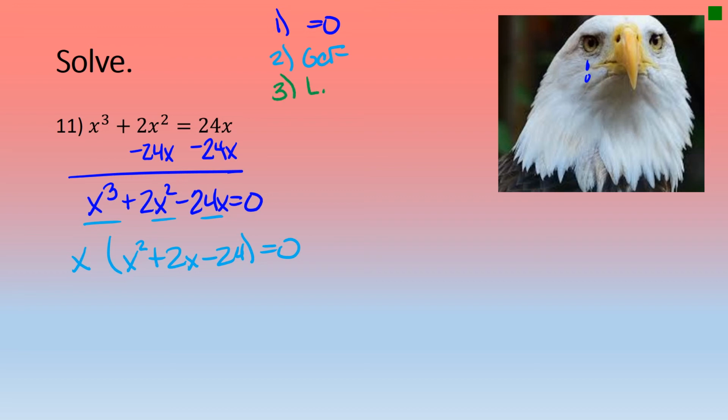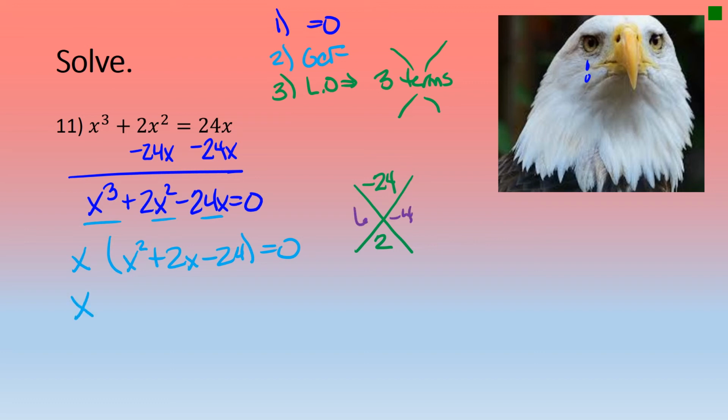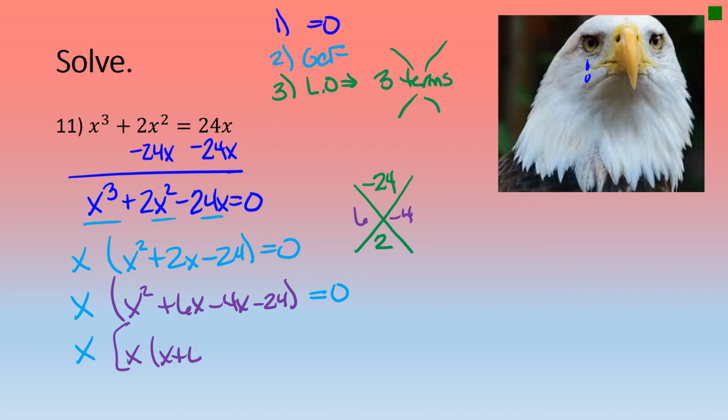Step 3, my leftovers have 3 terms. So now I'm going to go to the big X. Are there factors of -24 that add to 2? And those factors would be 6 and -4. So keep the x, rewrite this leftover part as x squared plus 6x minus 4x minus 24, and keep the equals 0. So here's the x. On this one, I take out an x. I have x plus 6.